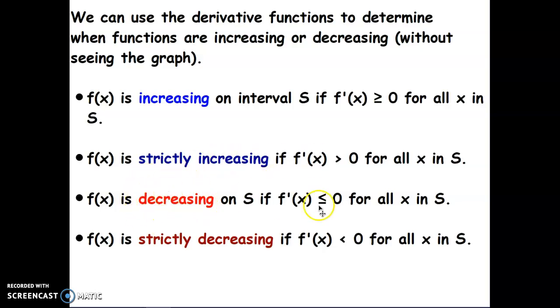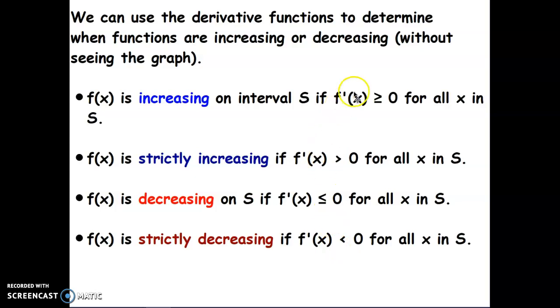Similarly, with decreasing, it's going to be less than or equal to 0, so it's generally going down, although at some point it could flatten off and become horizontal because I see that it's equal to 0 right there. And then strictly decreasing, it is always going down. There's no equal to. At no point is it going to flatten off and become horizontal.